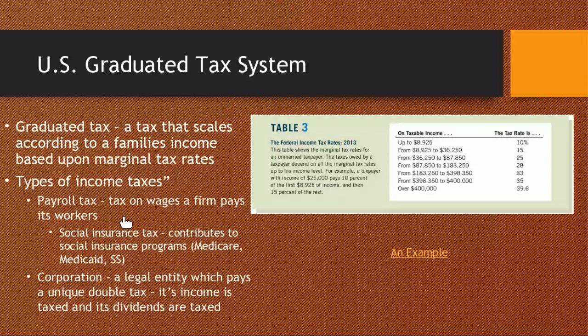Similarly, you have social insurance tax. This contributes to social insurance programs: Medicare, Medicaid, and Social Security. However, you also have a corporation, which is a legal entity that pays a unique double tax. Its income is taxed, and its dividends.